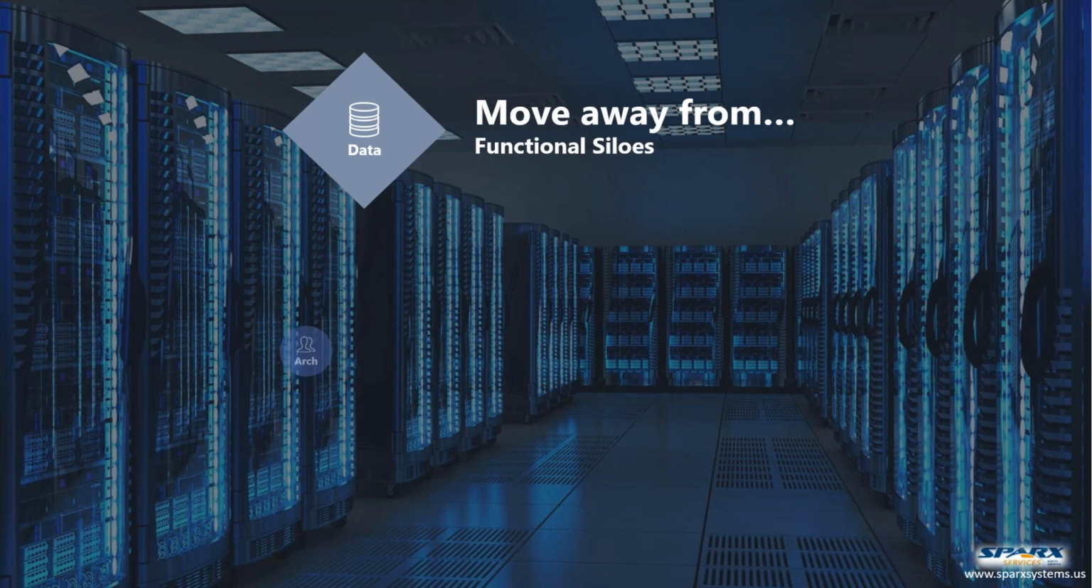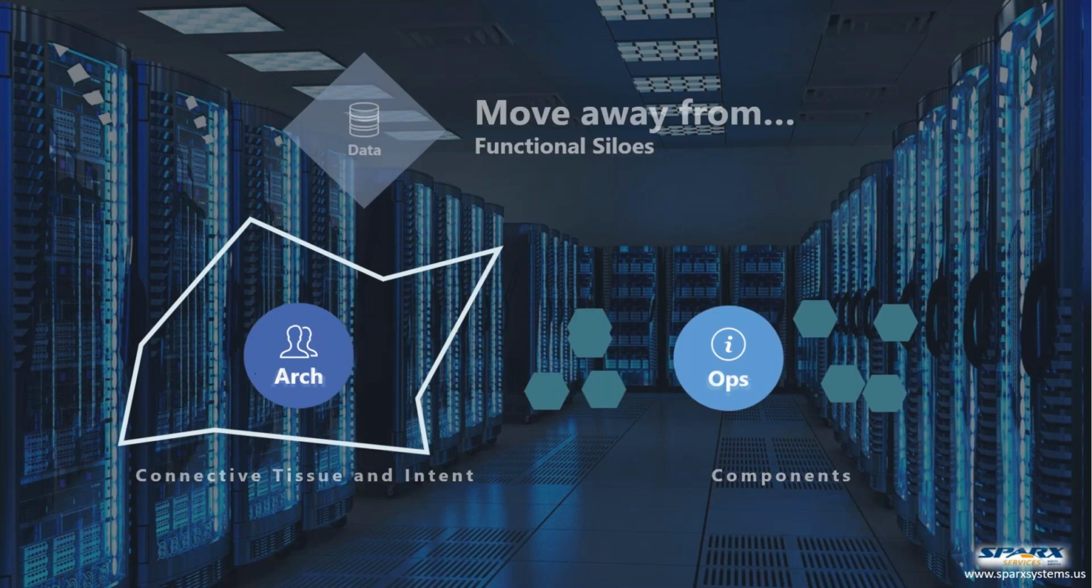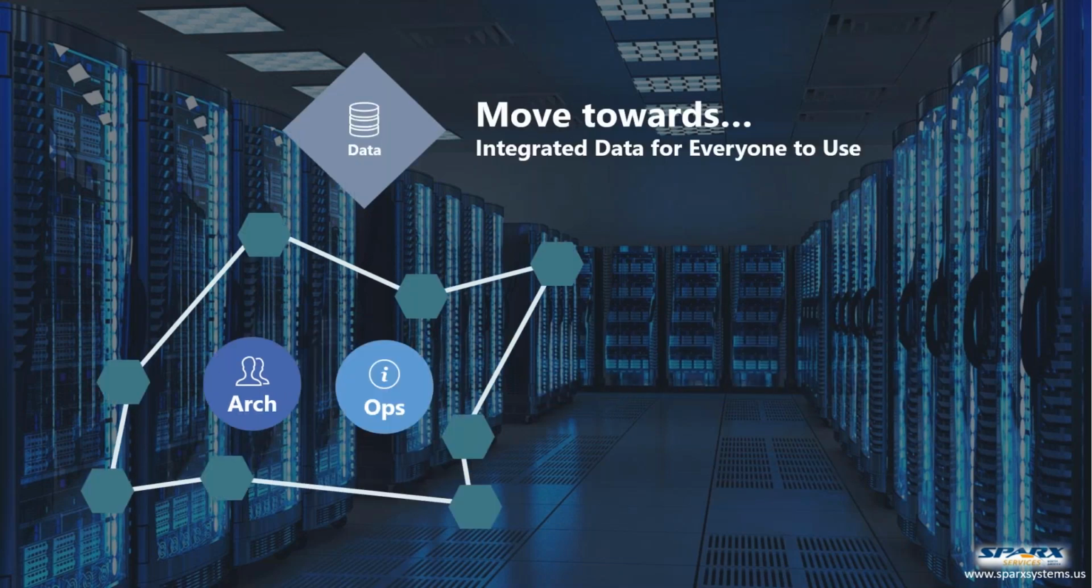We also need to look at moving away from functional silos in our data. We often have architects looking at the connective tissue of the organization and the intent. What is it we want to do? How do things map together? And then we have the ops teams looking at the components and how things are operating. What we really need to move to is the idea that architects have part of the puzzle and operations have another part of the puzzle, but you bring the two of them together and it's like, aha, I understand how all this fits together.